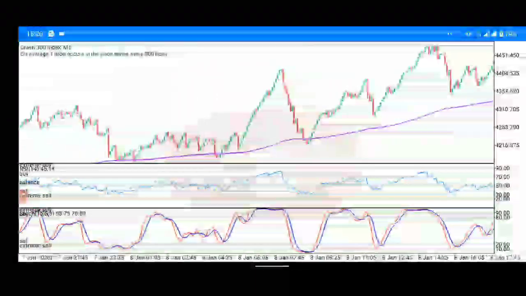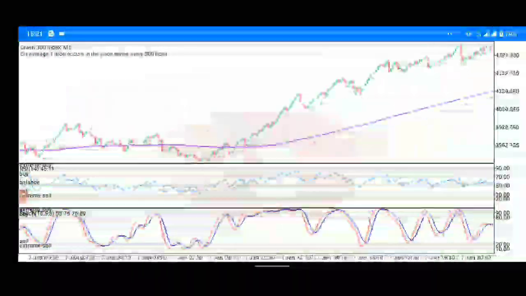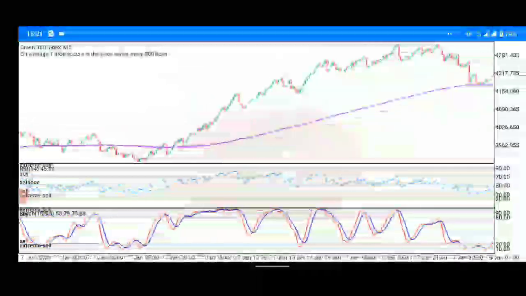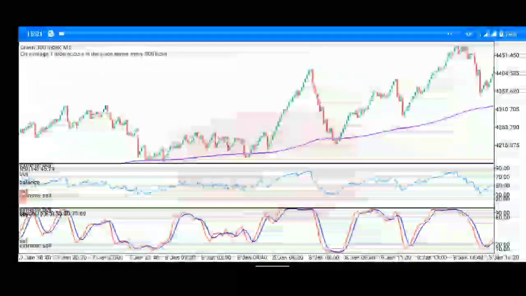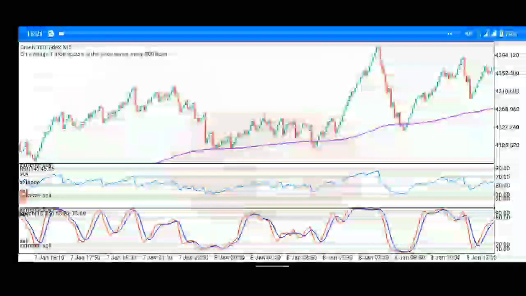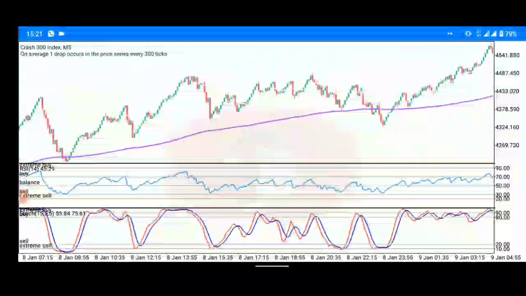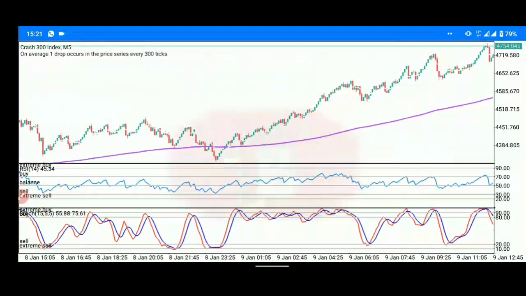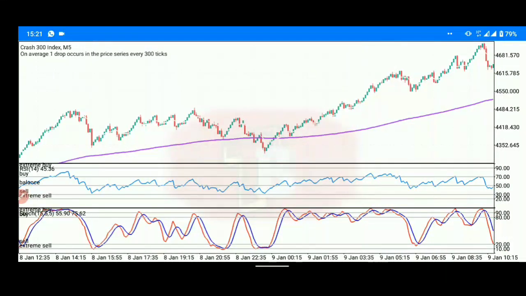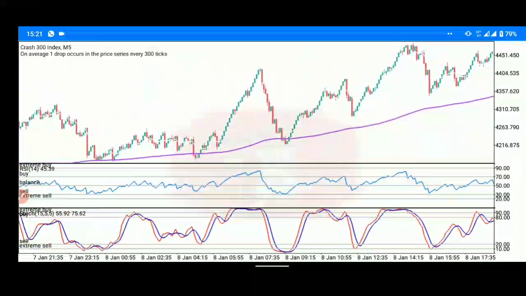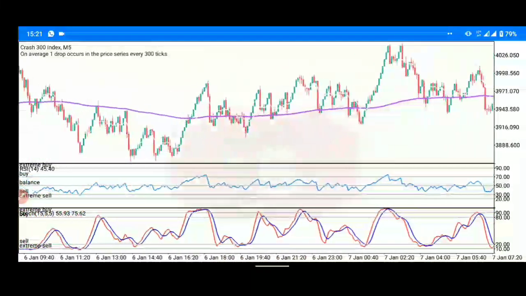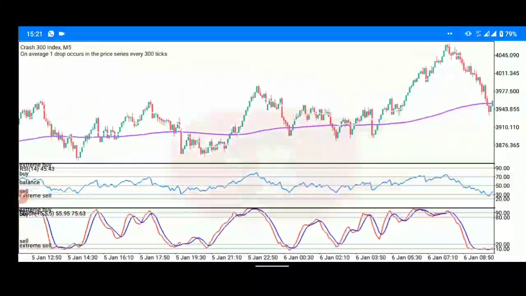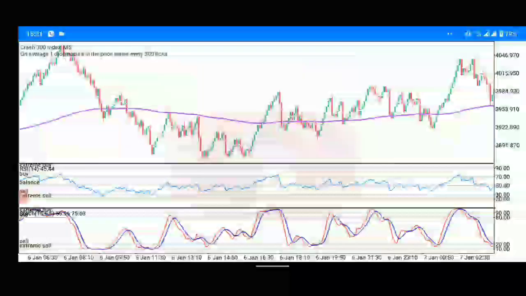You see, the 200 is serving as a resistance here. I will talk about that in our next video, using the 200 MA, the 200 moving average as a resistance. You see, it's showing you that this is an uptrend. This is our support zone. This strategy is very, very sweet.